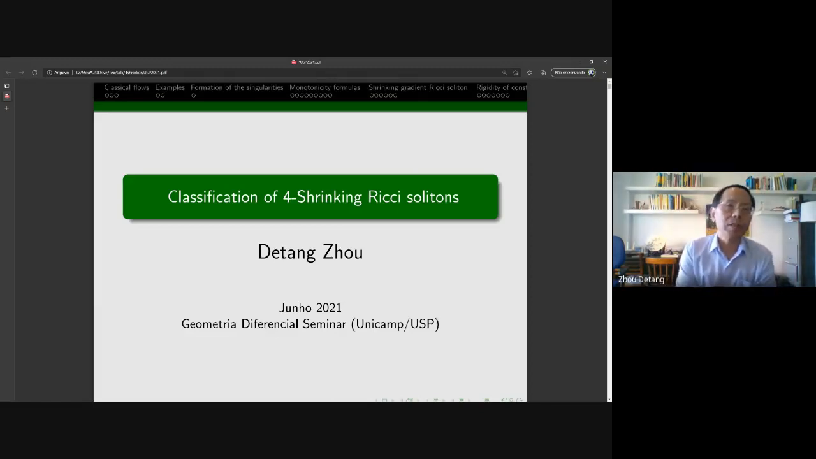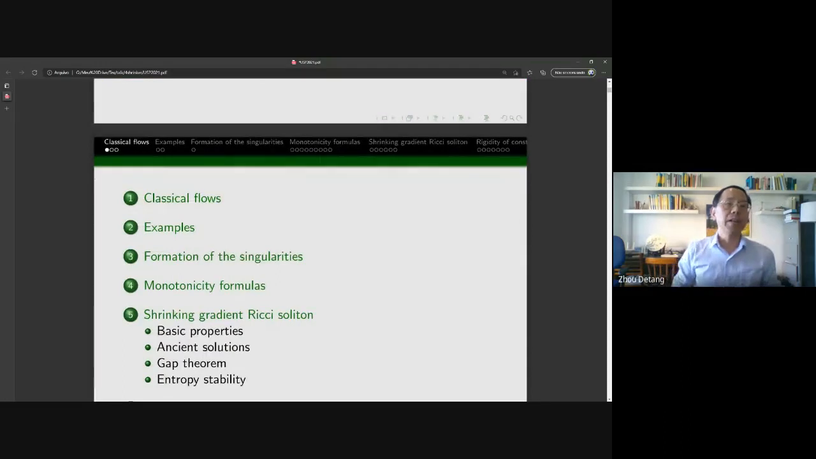So as you see, the topic is Ricci solitons. So according to the suggestion of Paulo, I should give a brief introduction of the topic. Maybe people are not familiar with this topic. So let me start with the plan of my talk. So I will compare, as the introduction, the Ricci flow and mean curvature flow and some classical flows.